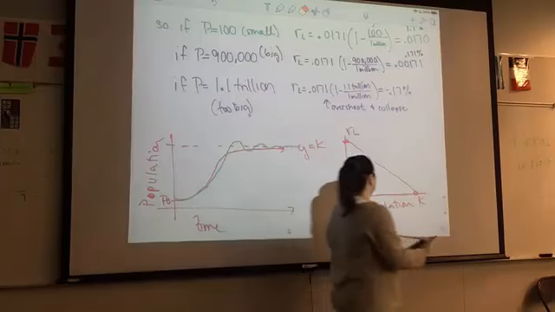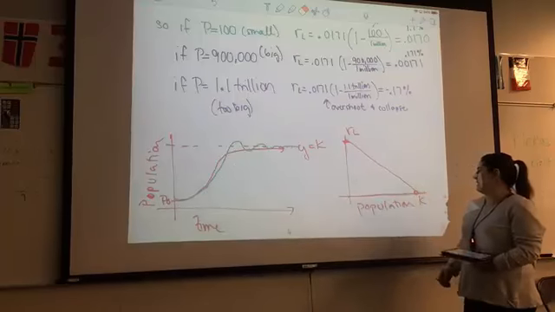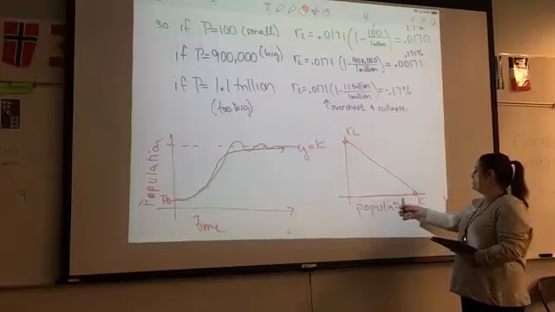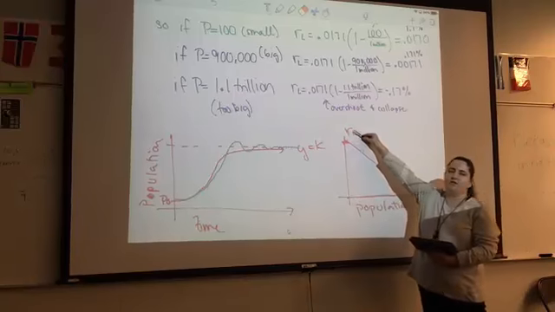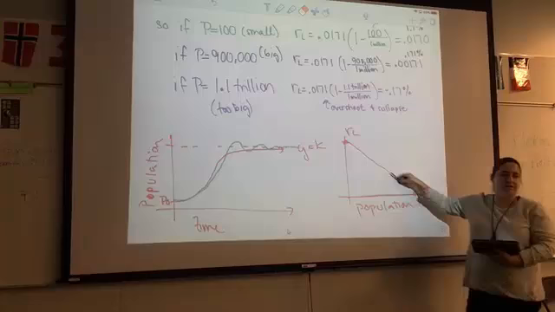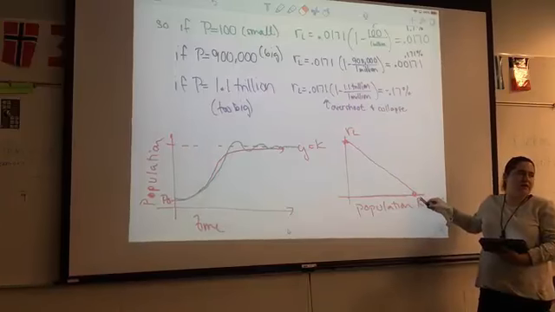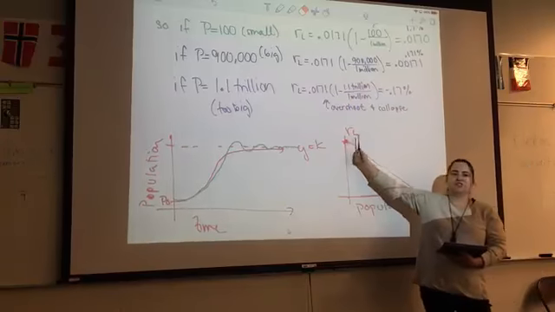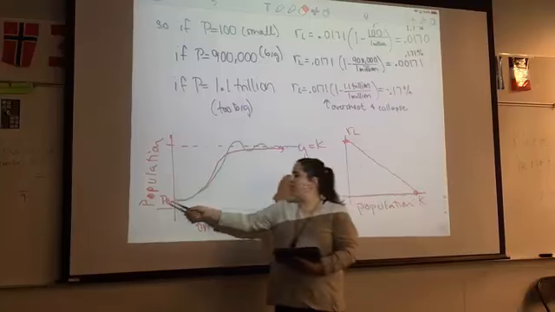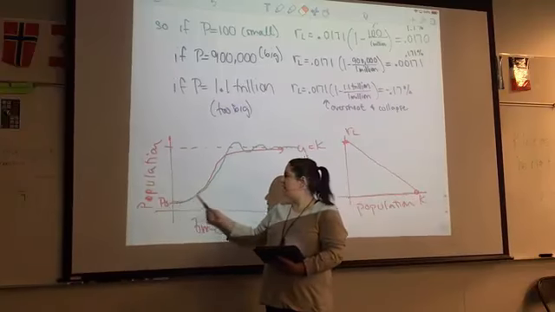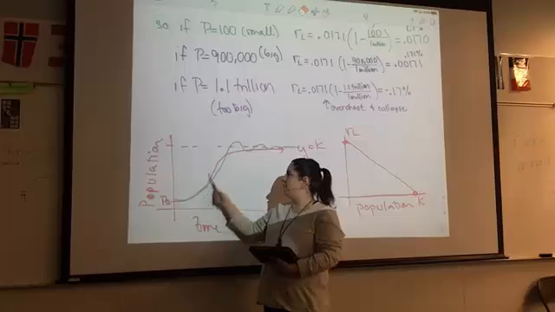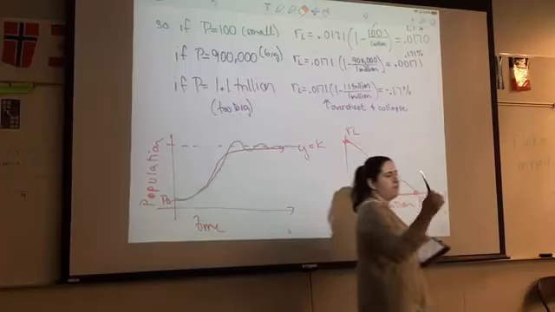Okay? And then this graph says, as the population gets bigger, your rate of growth is going to get smaller, right? You start out with a high initial growth rate, lots of food, lots of space, and as you start to use up all of that food and space, you do not replicate as fast.